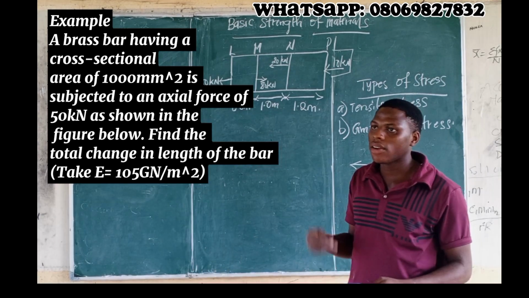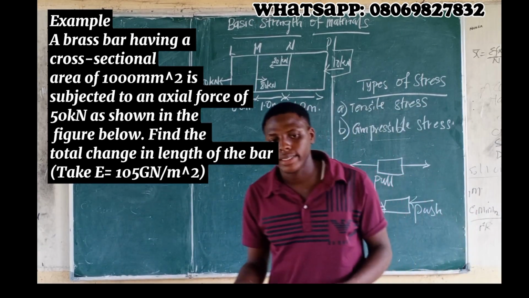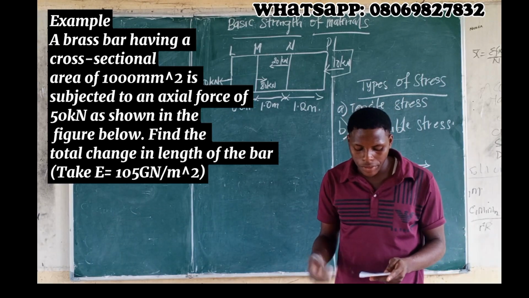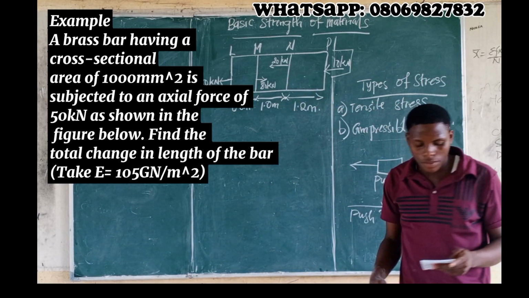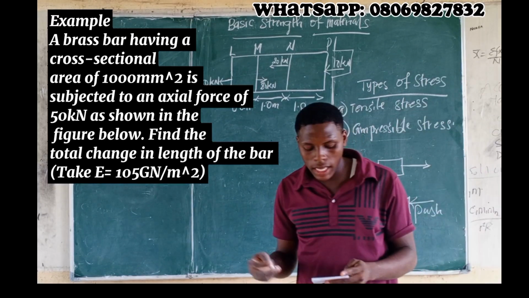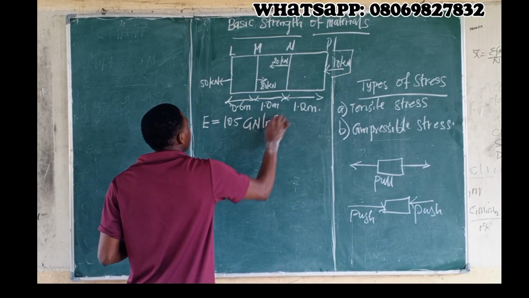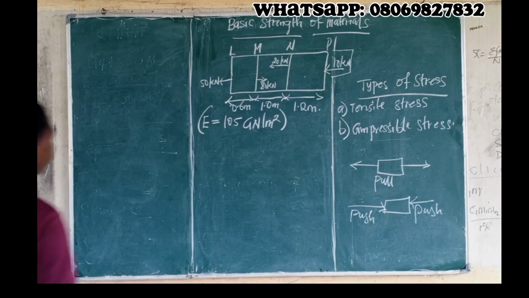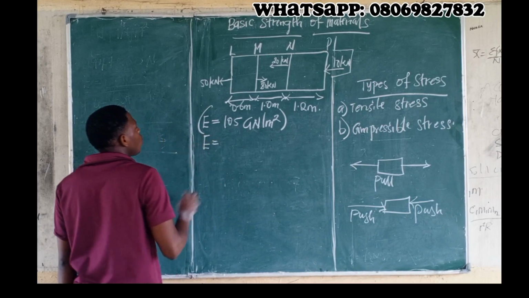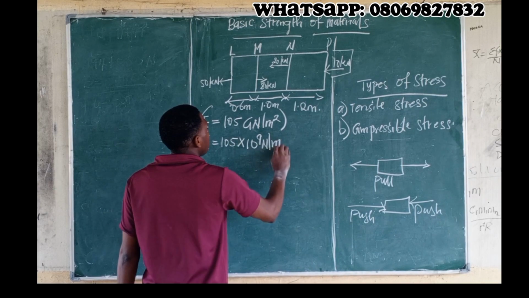A brass bar having a cross-sectional area of 1000 millimeters square is subjected to an axial force as shown in the figure below. Find the total change in length of the bar. Take E to be 105 giganewton per meter square. So when we say giga, what do we mean? Giga is 10 raised to the power of 9. So we can say that E, which is Young's modulus, is equal to 105 multiplied by 10 raised to the power of 9 Newton per meter square.